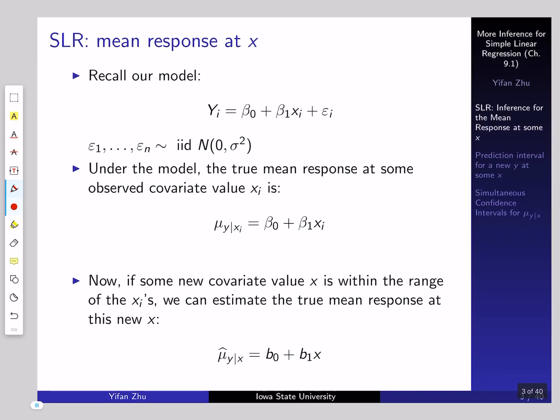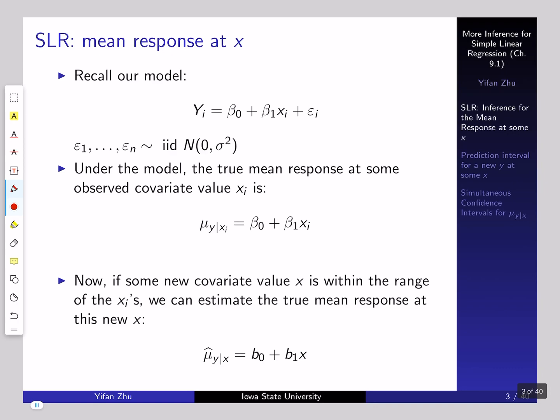So what is this? Recall that our model is: the Yi are all random variables. So the responses are random variables. It is equal to beta naught plus beta 1 times xi. This is a constant, plus a noise term. This is also a random variable. And we assume that these random error terms are IID normal with mean 0 and variance sigma squared.